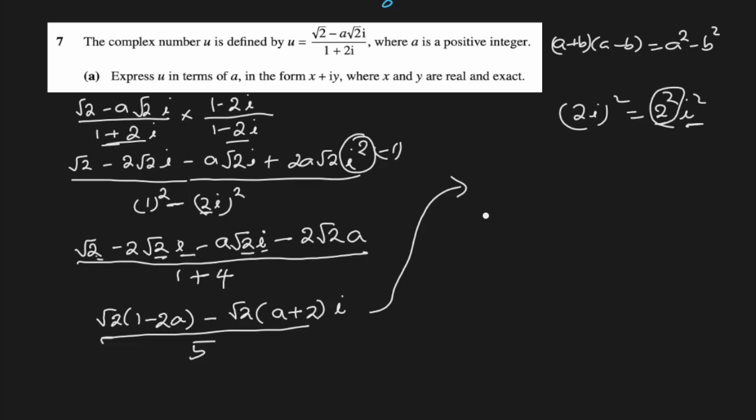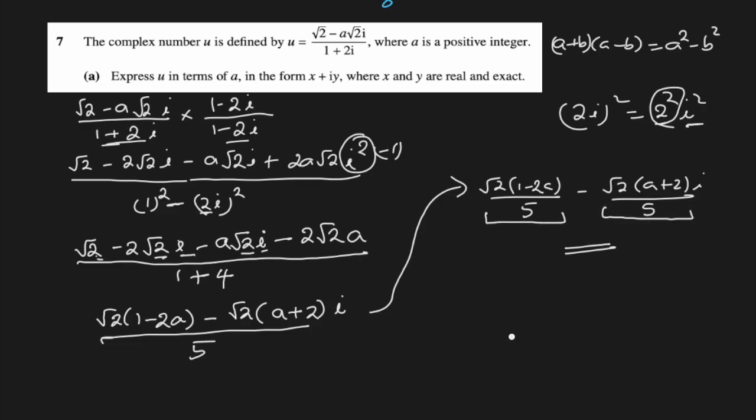So what do we get? Let's just separate them. Square root 2, 1 minus 2a over 5, minus square root 2 times a plus 2i over 5, right? And that's it. This can be written. So they said x plus iy format. So this is x and this is y. So you can write here x equal to square root 2 times 1 minus 2a over 5.